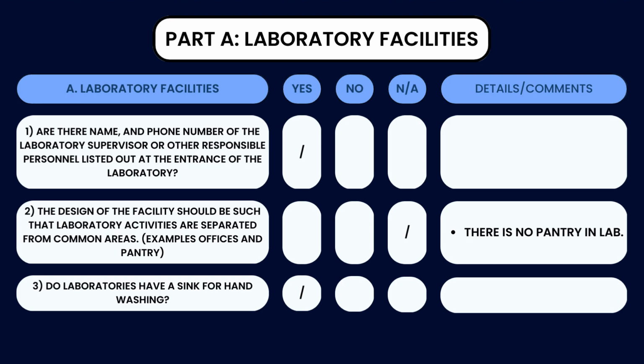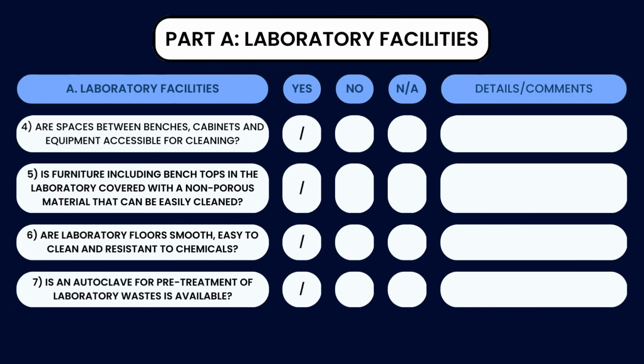For Part A, laboratory facilities, there are names and phone numbers of the laboratory supervisor and other personnel at the entrance of the laboratory. There is no pantry in the lab to be separated from the lab activities for the design of the facility, and a sink for hand washing was found available during the inspection. The spaces, benchtops, and floor are found easy to clean, and an autoclave for pre-treatment of waste is available.